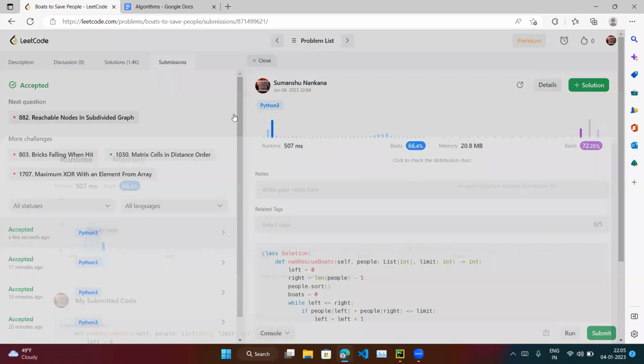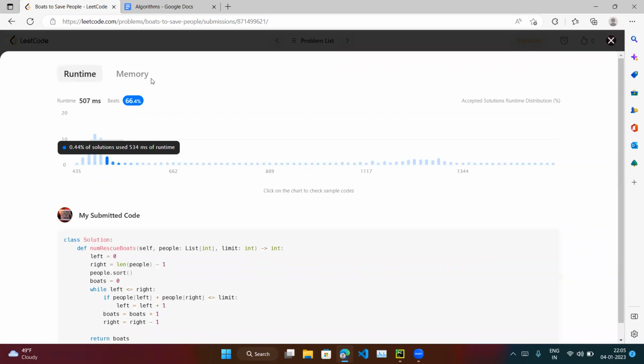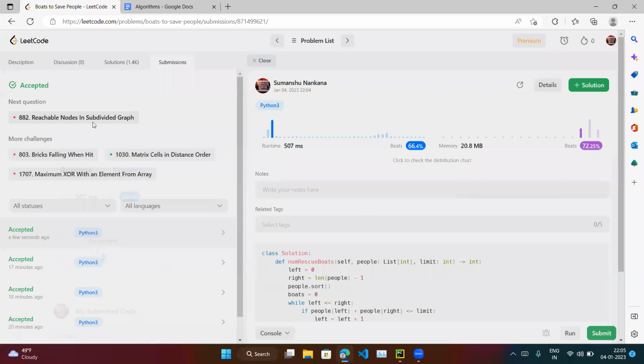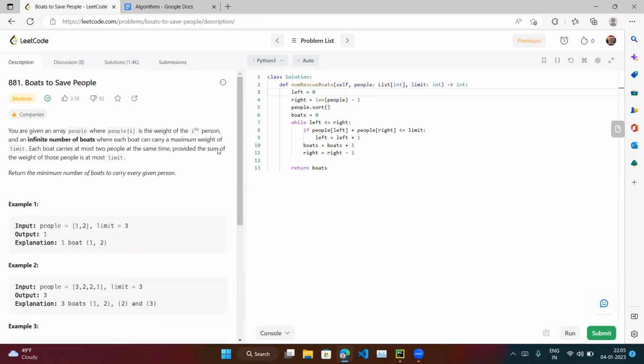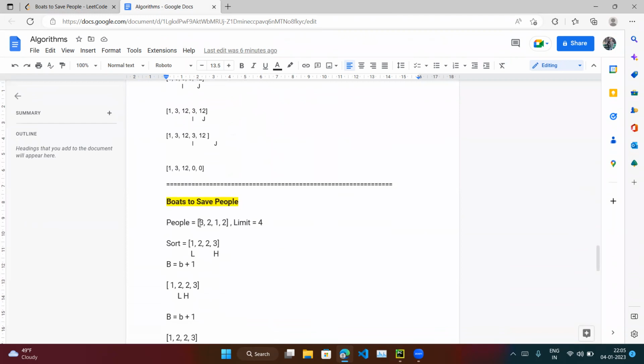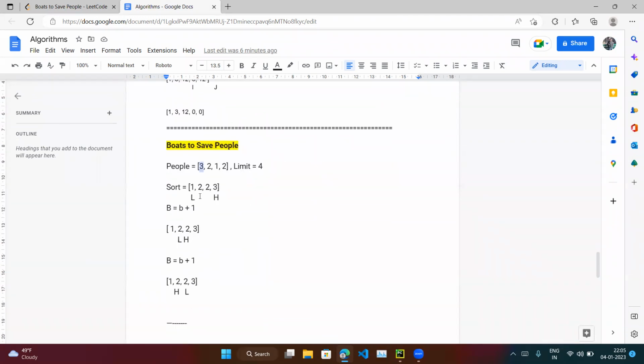So it ran fine. We beat 66% of the people in runtime and 72% in memory. So that is fine, and our code is accepted as well. You can try this question as well. It's an easy question, but once we know the logic, it is just to sort the array. If the highest weight person cannot pair with the lowest weight person, then they will go alone. Then how do we know who is the highest and who is the lowest?